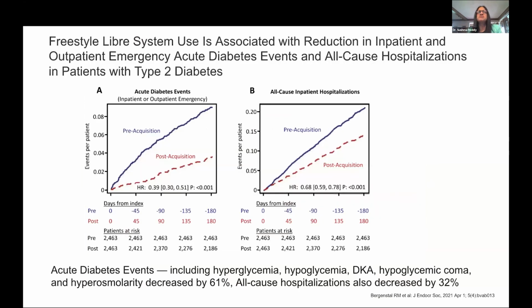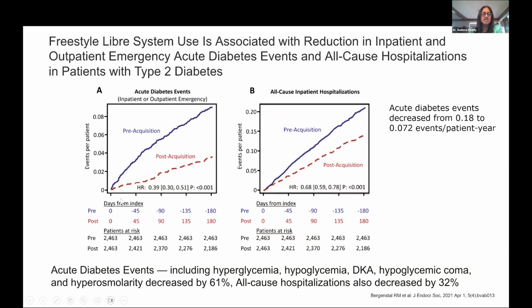Now, what about hospitalizations? This is data in the United States in patients with type 2 diabetes. They looked at their incidence of acute diabetes events and all-cause inpatient hospitalizations for 1 year before using CGM, in this case a Freestyle Libre, to 1 year after.